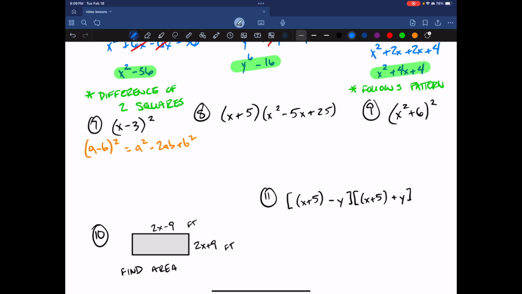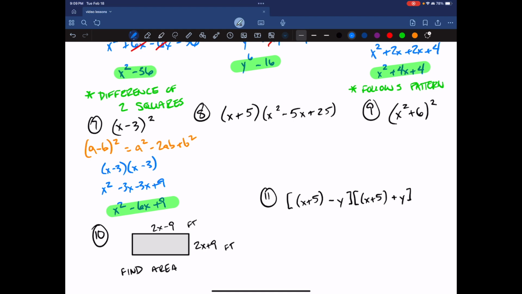So let's play that out. I got x minus 3 times x minus 3, because remember I have to write it twice. That's going to be x squared minus 3x minus 3x plus 9. Okay, x squared minus 6x plus 9. Well, there you go. It follows the pattern. I squared my first term, squared my last term, and then I take my two terms and multiply them together, double it, and I get my middle term. Okay?